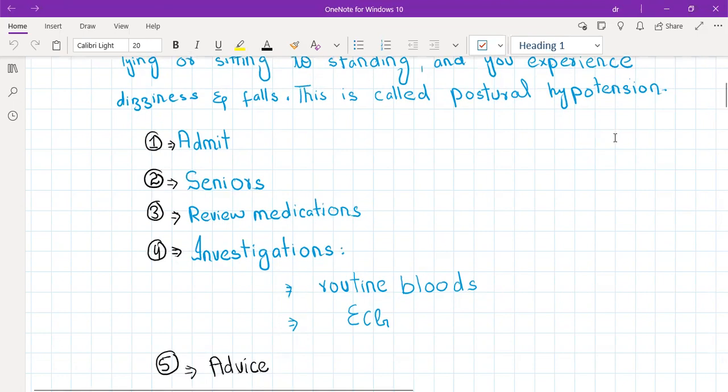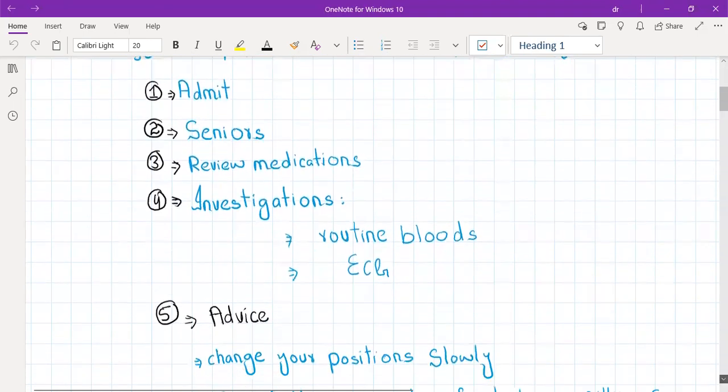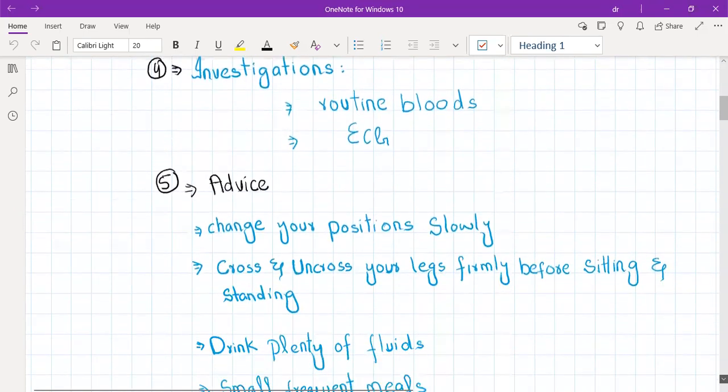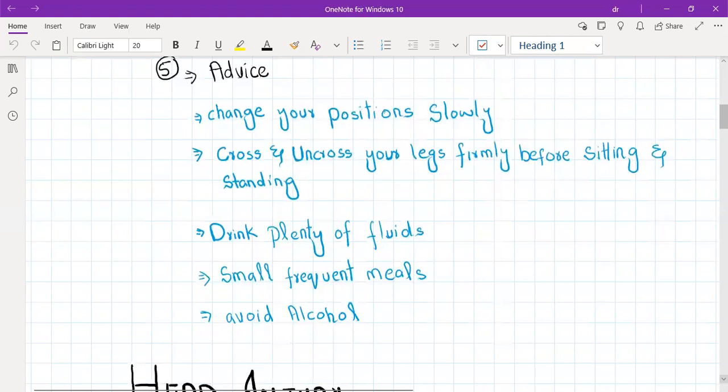We will do some other tests for you. We will order routine blood tests and ECG, that is electrical tracing of your heart, and then you will give general advice. You will tell him that you need to change your position slowly and gradually. Cross and uncross your legs firmly before sitting and standing. Drink plenty of fluids. Take small frequent meals. Avoid alcohol, etc. So this is your general advice.